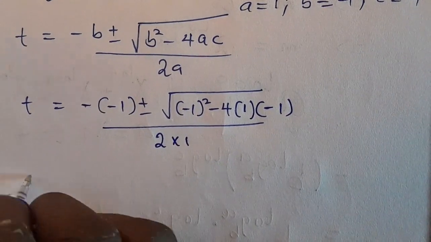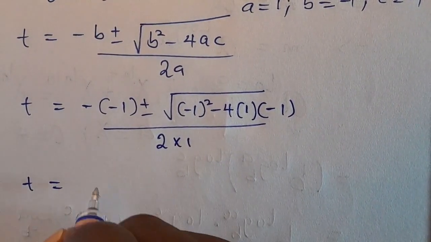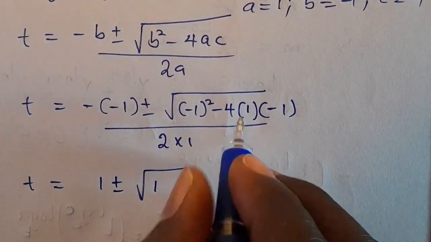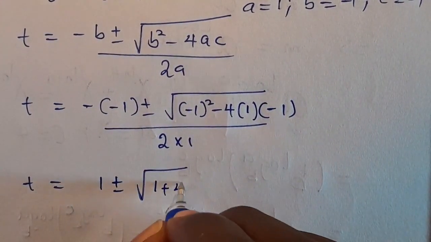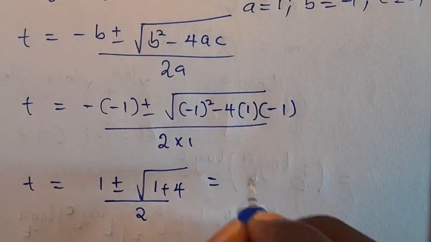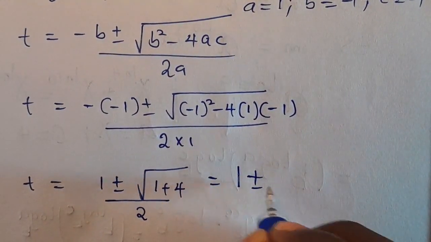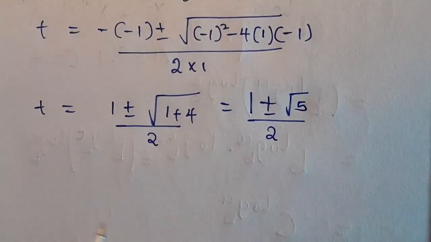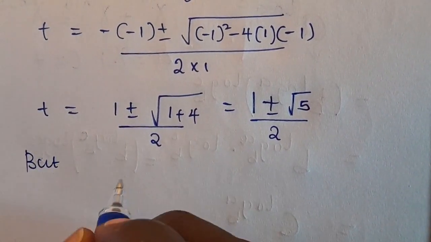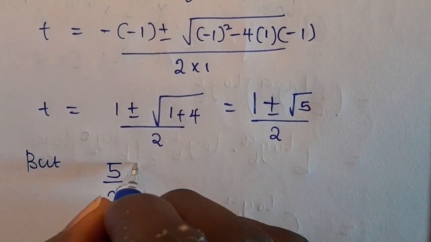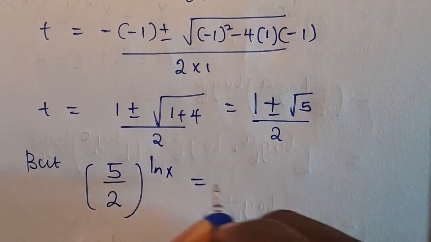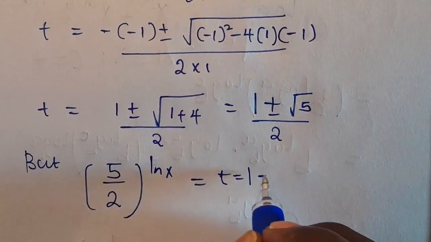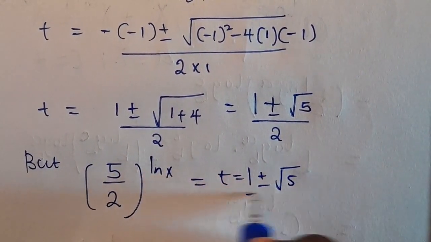So from here you have t to be equals plus 1 positive or negative, square root of 1, minus times minus will be plus, 4 times 1 will be 4, divided by 2. So we have this one to be plus 1 positive or negative, square root of 5 divided by 2. But then we have 5 divided by 2 all to the power of ln x to be equals t, and t equals 1 positive or negative root 5 divided by 2.